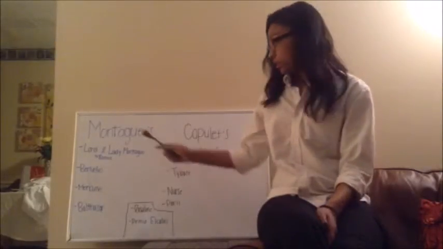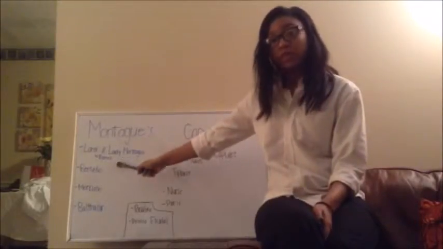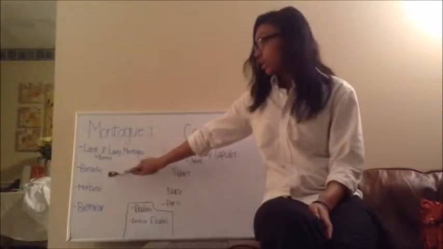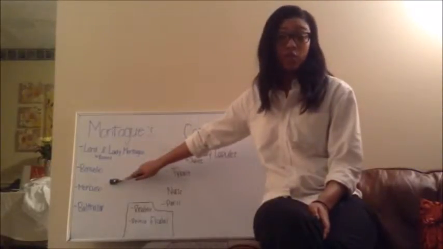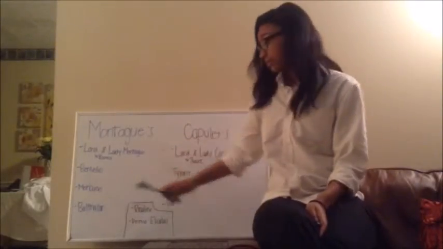So on the Montague side, we have Lord and Lady Montague, who have their son Romeo. Then we have Benvolio, Romeo's cousin and very loyal best friend, and also Mercutio, just a very loyal best friend of both Benvolio and Romeo. And then finally we have Balthasar, the family servant.